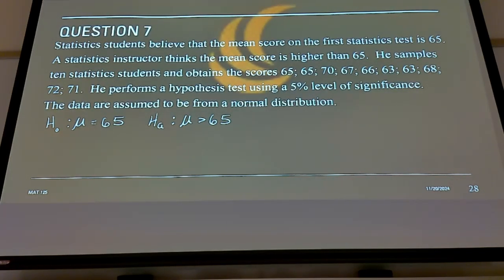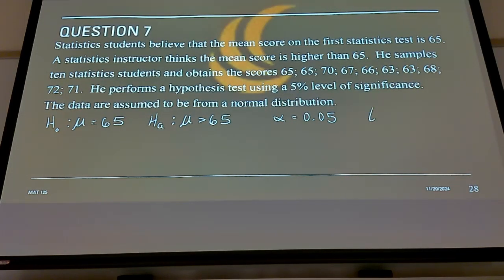All right, we're going to perform at a 5% significance level. So what's alpha? Alpha is 0.05, because it's 5%. Is this a one-tailed or two-tailed test? Which side, left or right? It's greater than, so it's a right-tailed test.